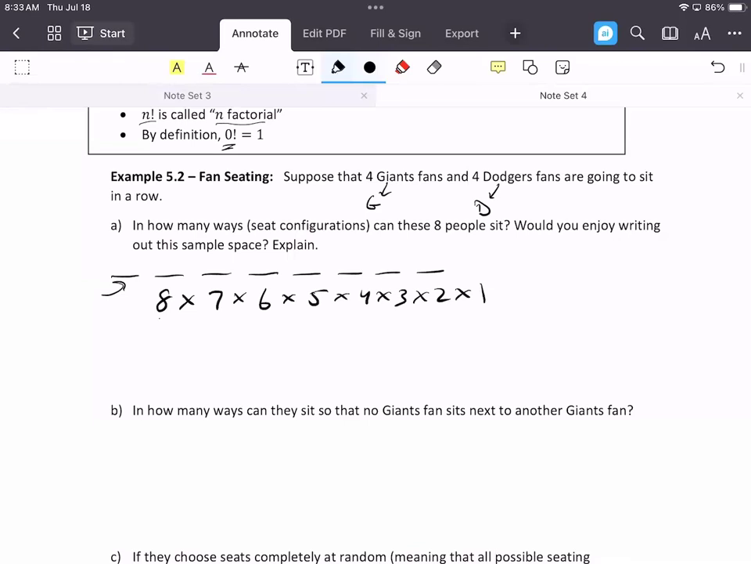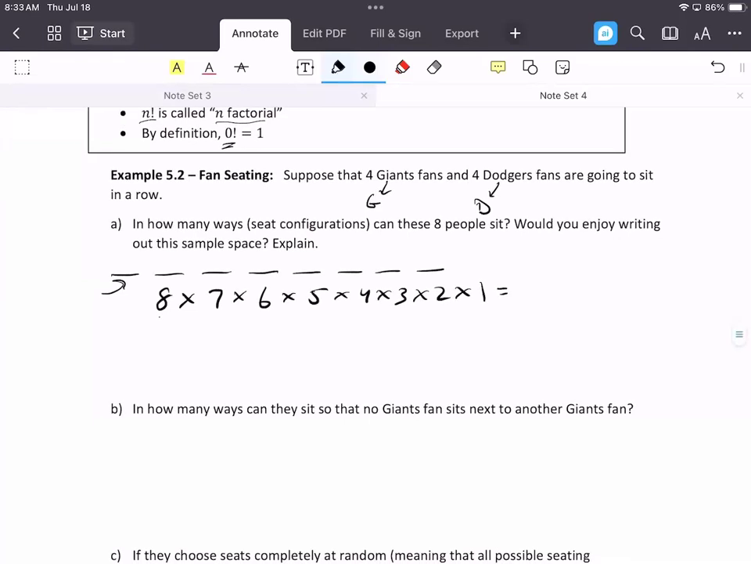Hopefully you see that's factorial. That ends up being a big number, 40,320. So my question would be, would you enjoy writing out the sample space? The answer would be no, definitely not. This, just to show, is the same as 8 factorial.